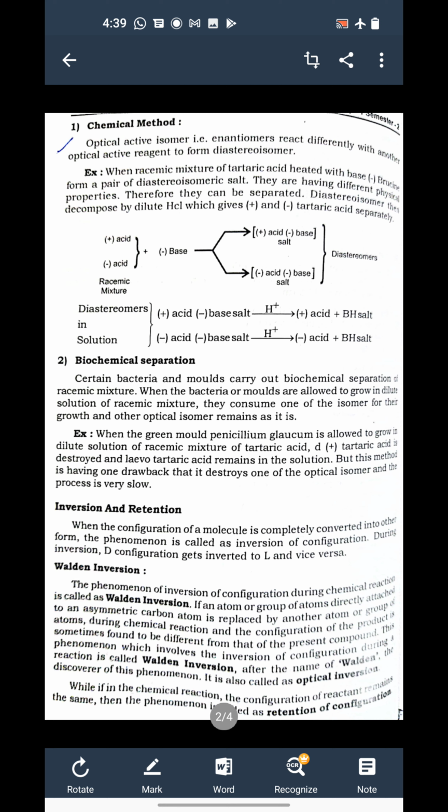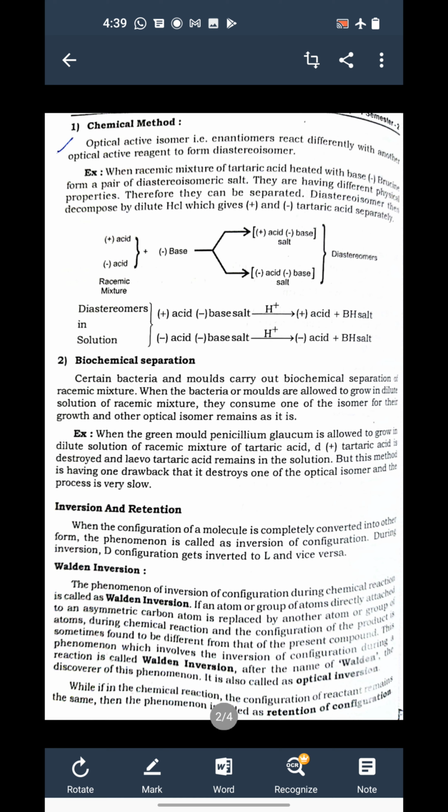Then the second method is the biochemical method. Certain bacteria and molds carry out biochemical reactions, which are a mode of separation for the racemic mixture. In that case, when the bacteria and molds are allowed to grow in a dilute solution of the racemic mixture, they consume one of the isomers for their growth, and automatically the remaining one is the other isomer.